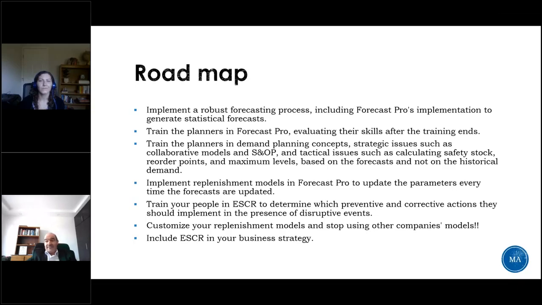And customize your replenishment models and stop using other companies' models. You should customize your own model. You can do that in ForecastPro. Take advantage of that. Your company might have some similarities to other companies, but each company is a different world. And then include, that's a recommendation, include enterprise and supply chain resilience in your business strategies.